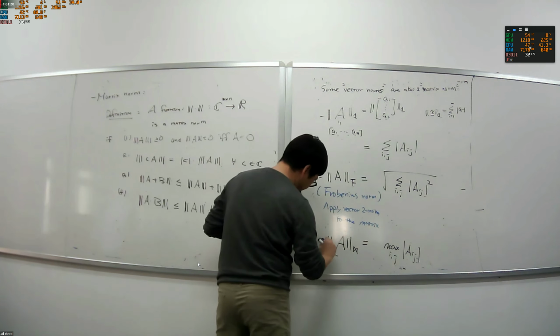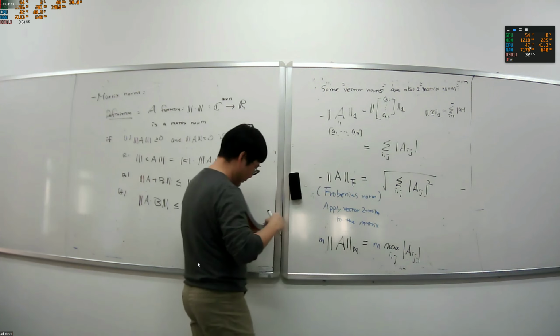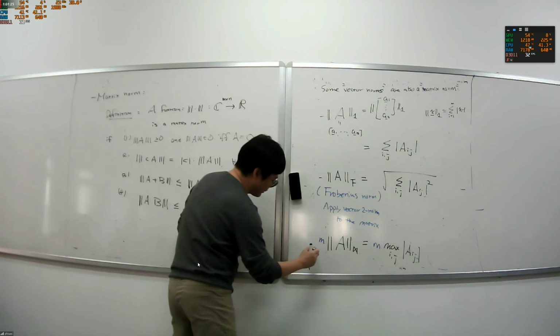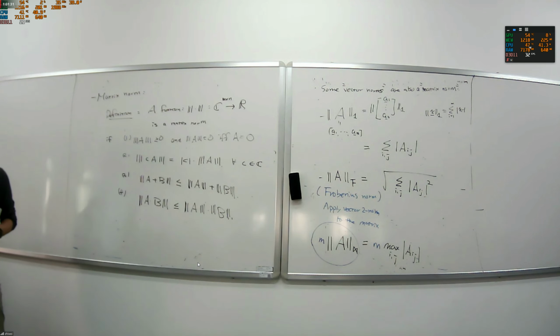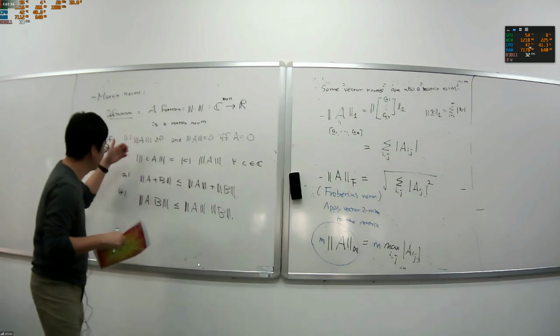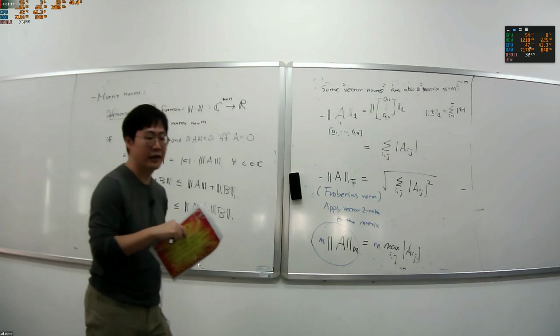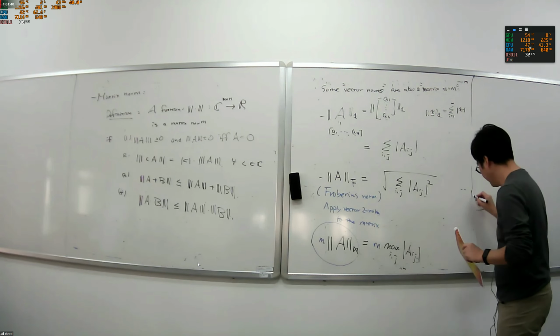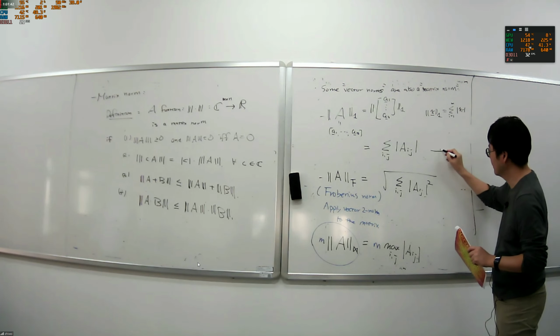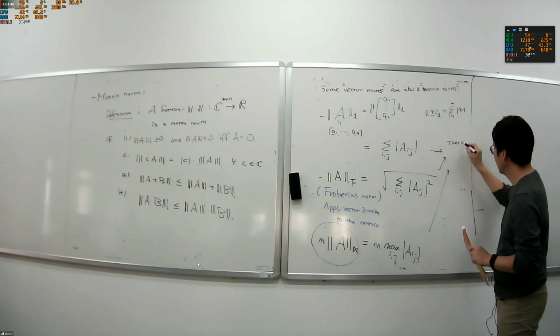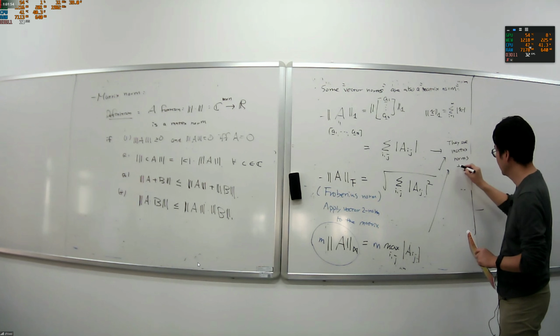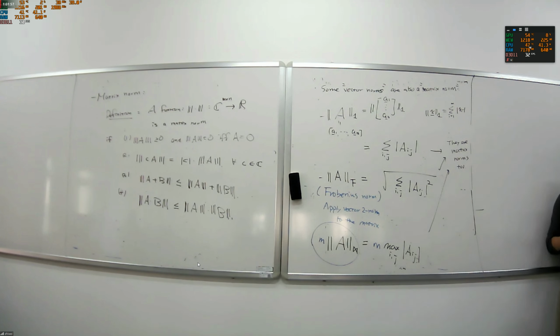But if you multiply it by n, then this one is a matrix norm. You can prove this by yourself: check these 4 properties. So these 3 are also matrix norms.